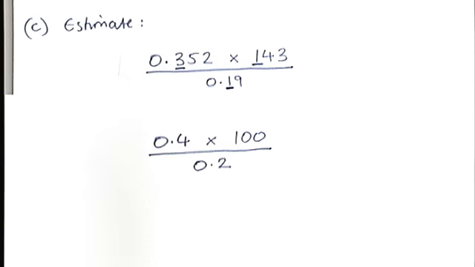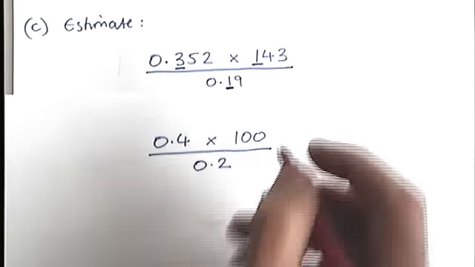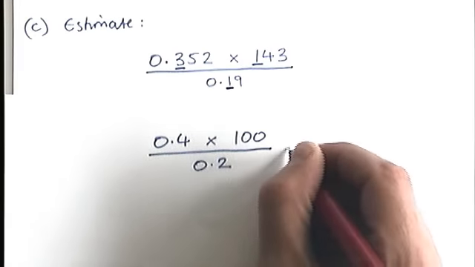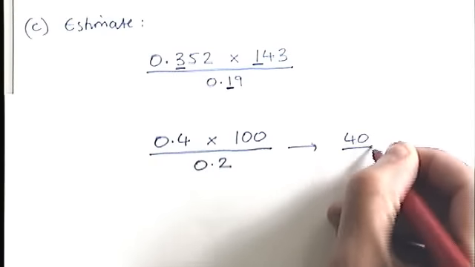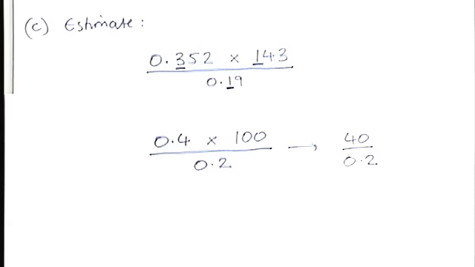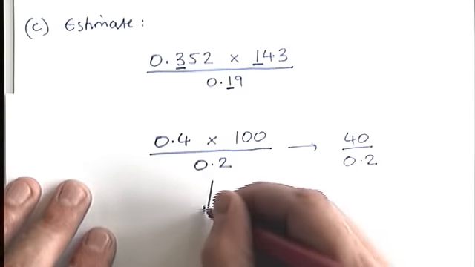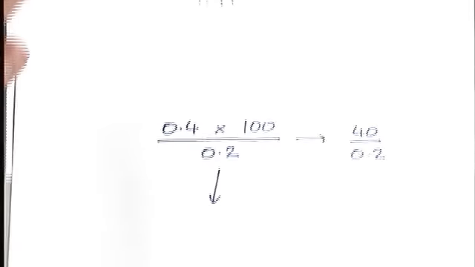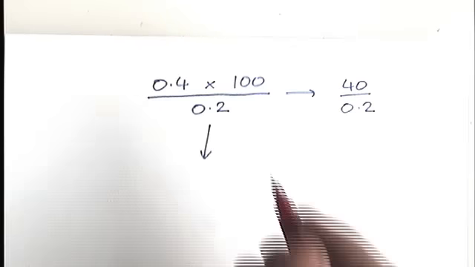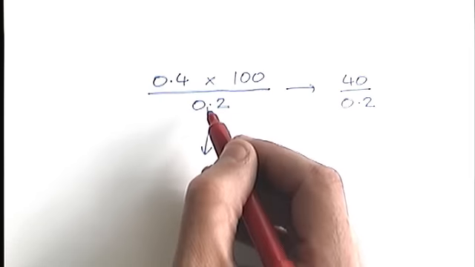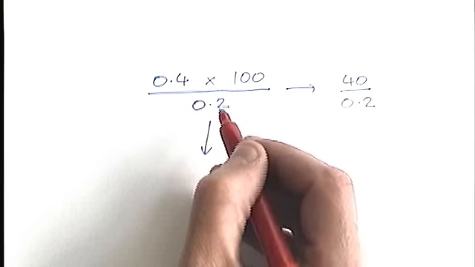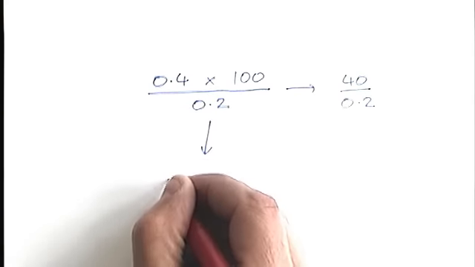So there's a couple of ways that you can deal with this now. You could go ahead and do, let's put one way over here, 0.4 times 100, like that. Or you could do something a bit cleverer. You could take this 0.4 divided by 0.2. Do that division first. How many 0.2s go into 0.4? It's 2.